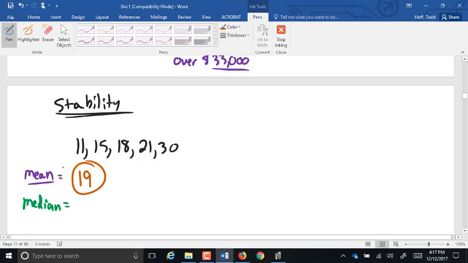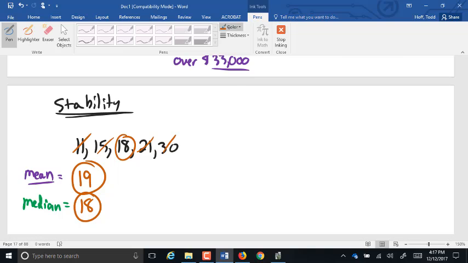You guys get a mean of 19. What would the median be? Well, I just cross off the first and last, the middle number is 18, right? So the mean is 19, the median is 18. Let's change this a little bit.